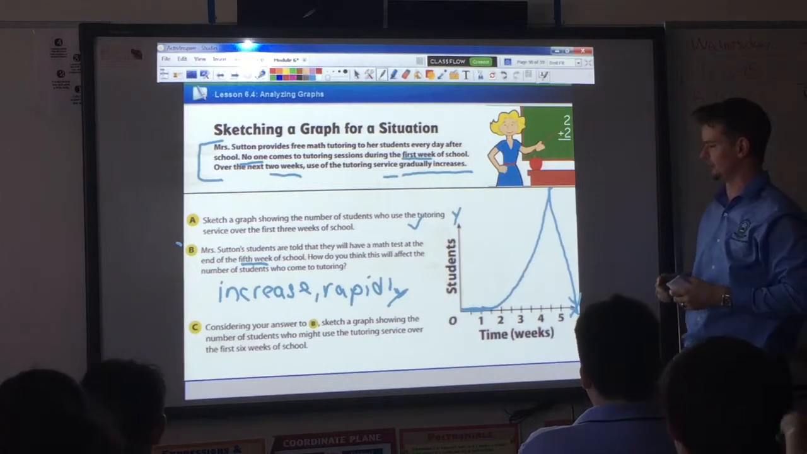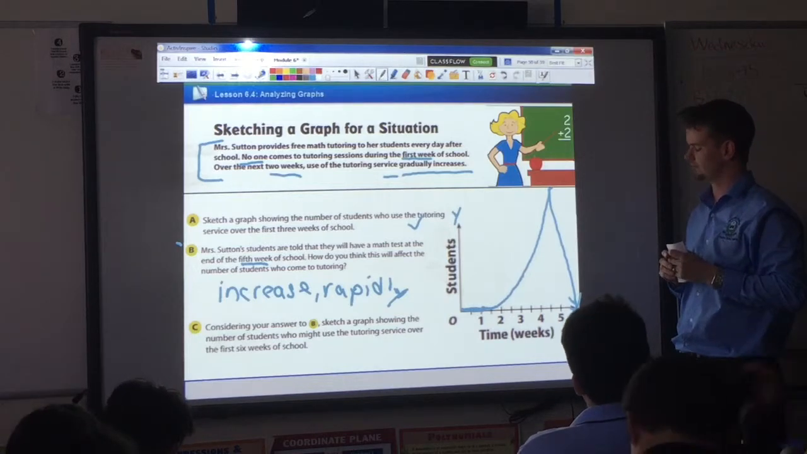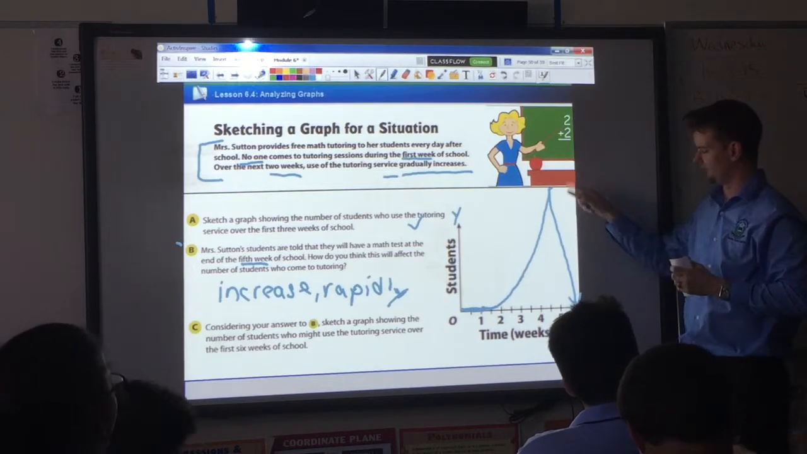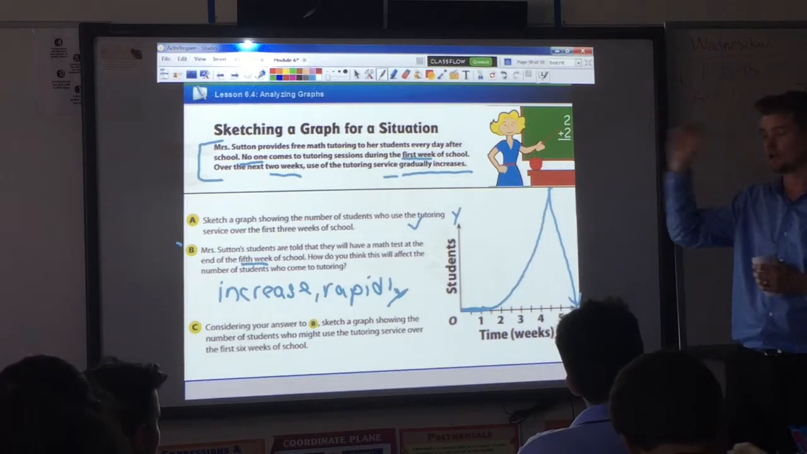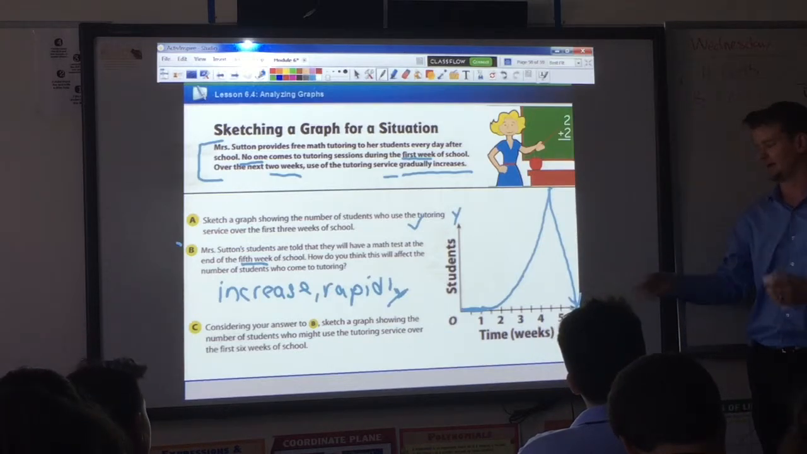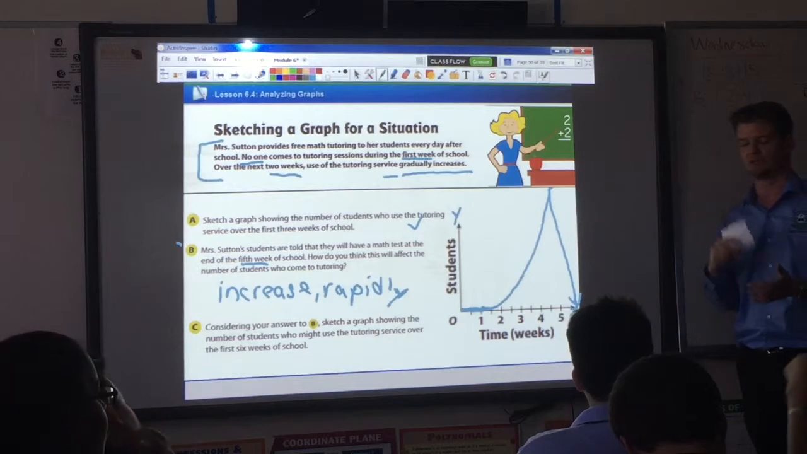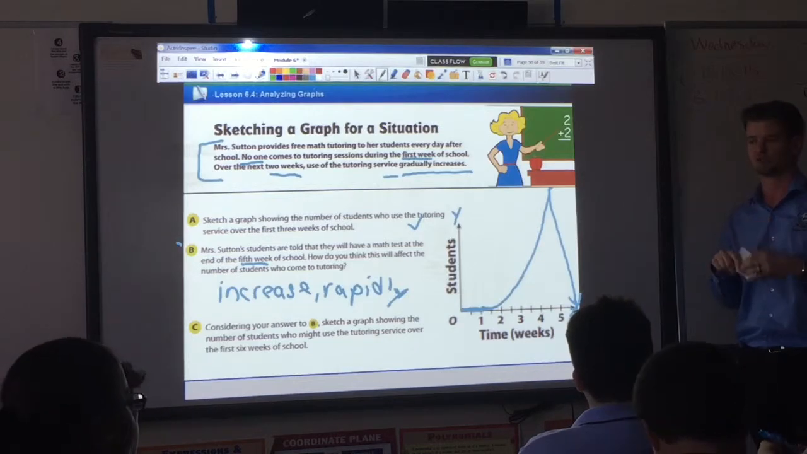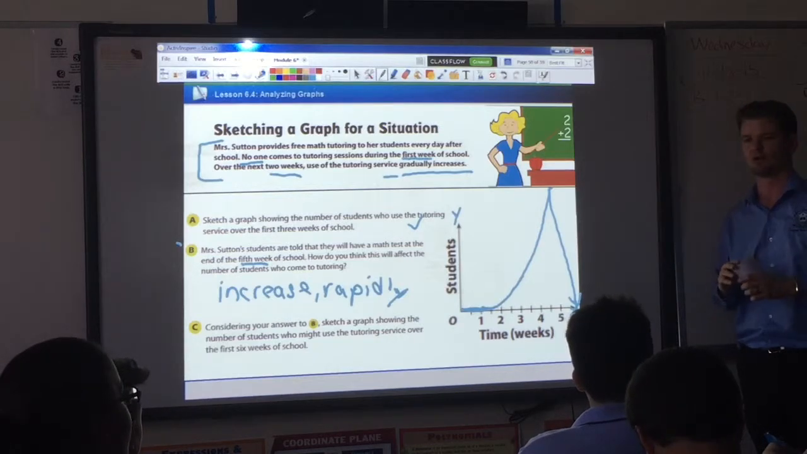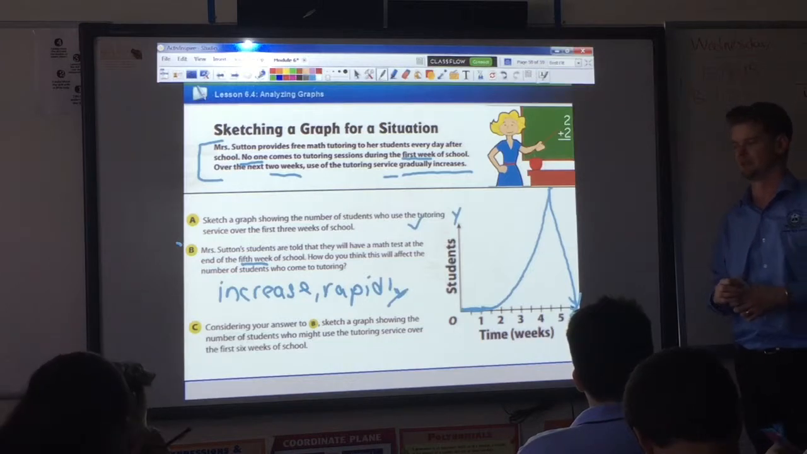It flatlines, it goes down. And it goes straight down. So yeah, once the test is over, it's going to flatline. It's going to go straight down. There's not going to be anyone who wants to go to tutoring. So you're going to see a precipitous drop-off in the number of students who attend tutoring.